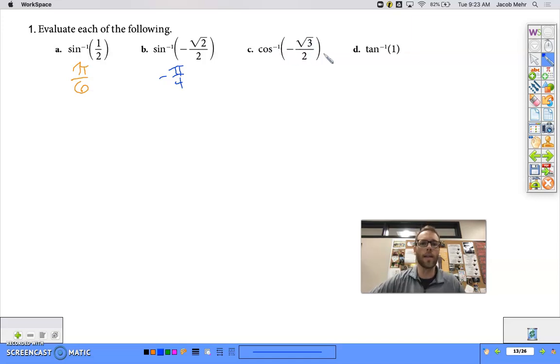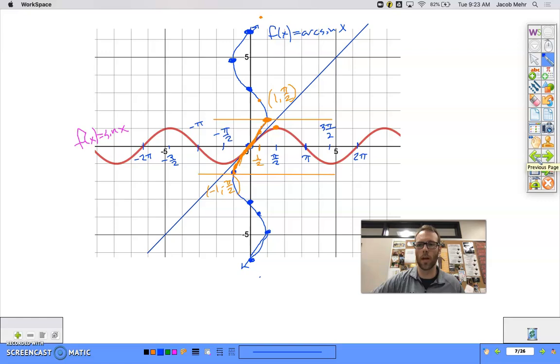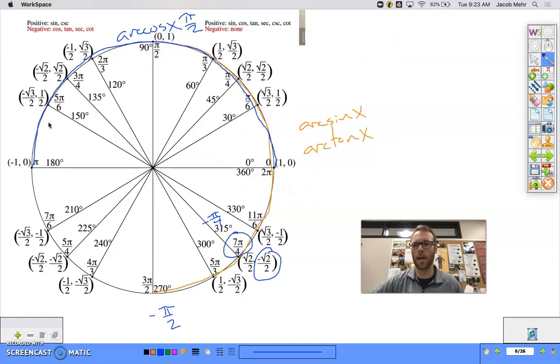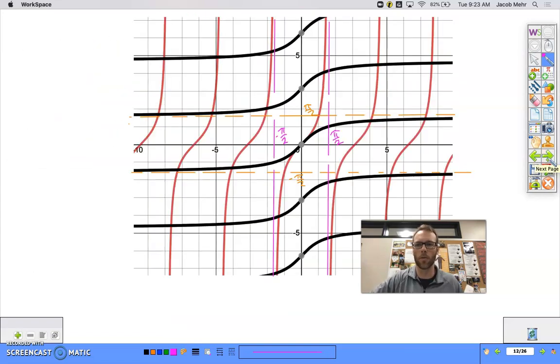Arc cosine of -√3 over 2. Arc cosine, so I know I'm on the top half of the unit circle. That happens right here, which is at 5 pi over 6. 5 pi over 6 is within the range of arc cosine, so that would be 5 pi over 6.